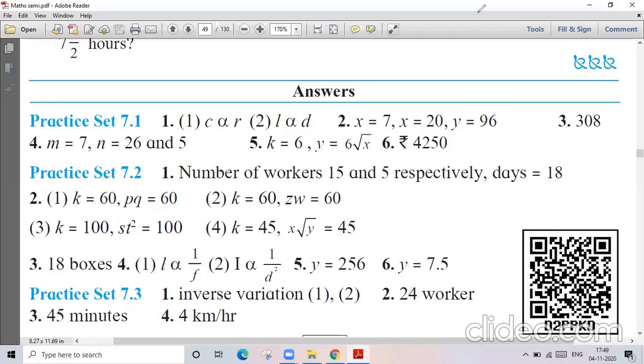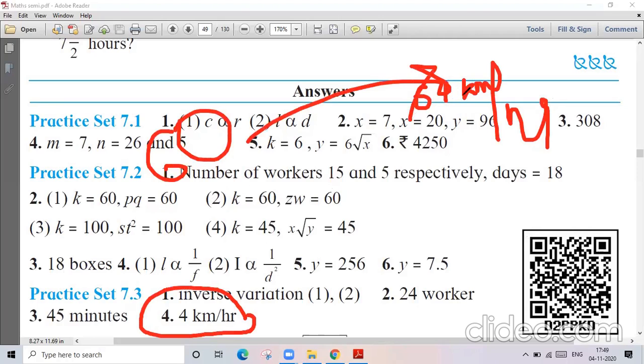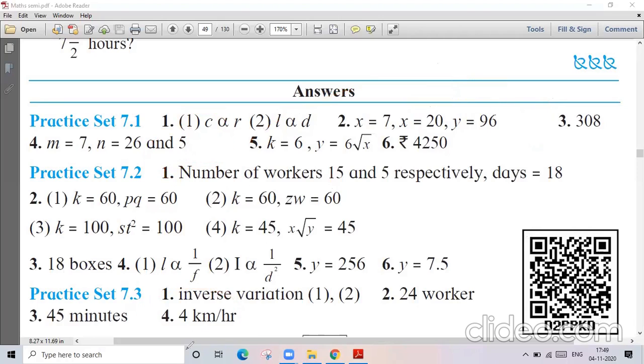Okay guys, so see the answer, it is 4 kilometer per hour. This is the increase in speed. They did not ask for the speed; your final speed is 64 kilometer per hour but you already have the speed of 60 kilometer per hour, therefore increase in speed is 64 minus 60, that is 4 kilometer per hour. Getting guys?